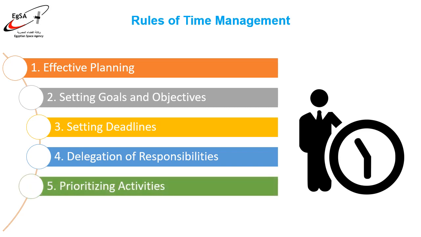5. Prioritizing activities. Prioritize the task based on urgency and importance. Distinguish between important and urgent tasks. First, do the task which is important. Identify which task needs to be done within a day or month, and so on.